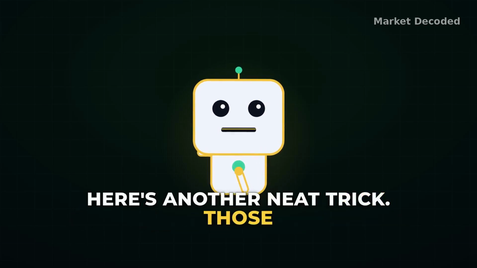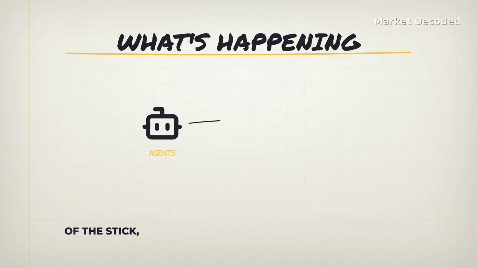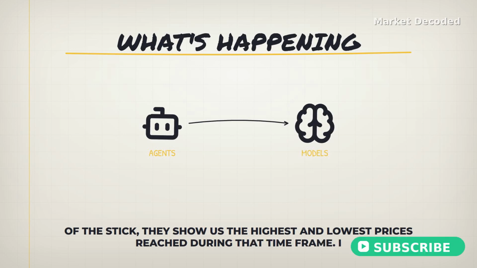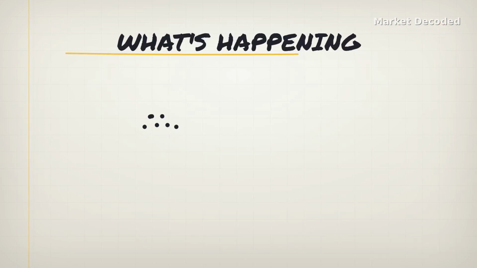And here's another neat trick. Those little lines on top and bottom of the stick, they show us the highest and lowest prices reached during that time frame. It's like marking the high and low points of our sale, where everyone was willing to buy or sell at their best price.